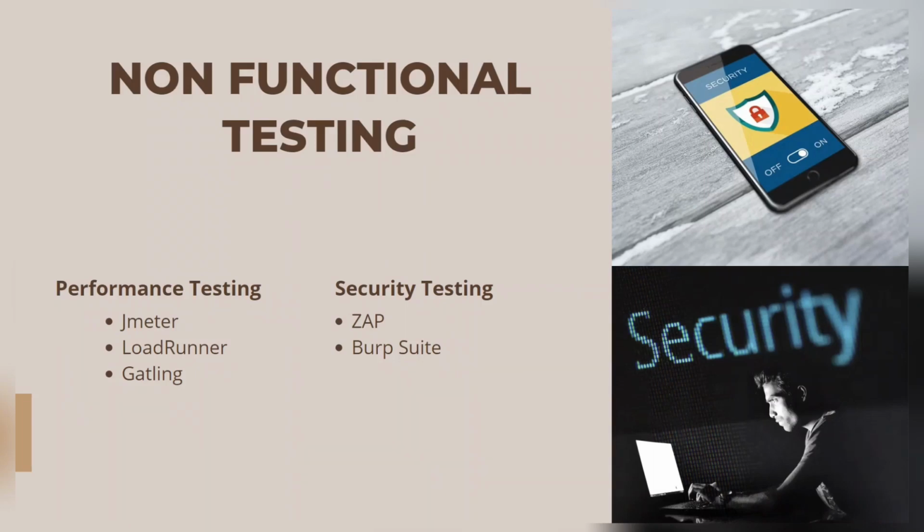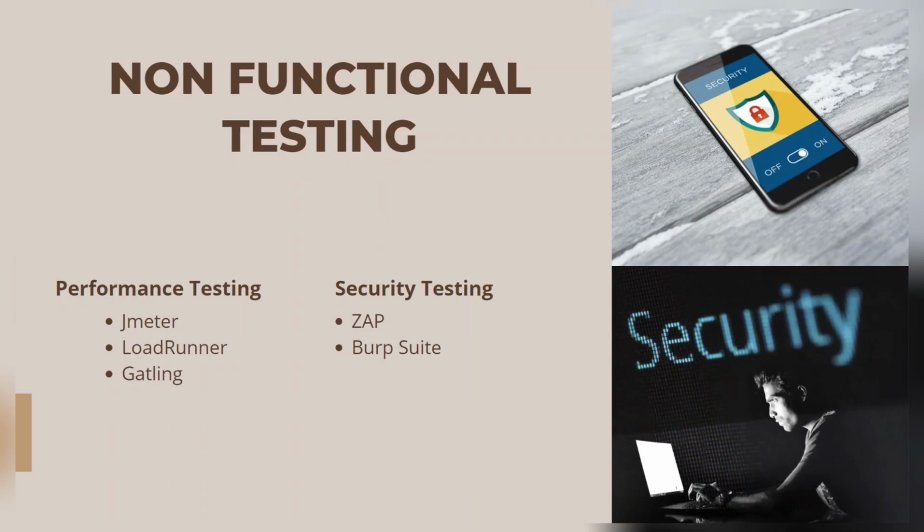In performance testing, there are different tools available like JMeter, LoadRunner, Gatling. JMeter is an open source tool, so you can use that. LoadRunner is licensed, so many of the companies like the MNCs are using LoadRunner. JMeter and LoadRunner are the most popular tools in performance testing. So if you want to learn performance testing, you can start with JMeter or LoadRunner.